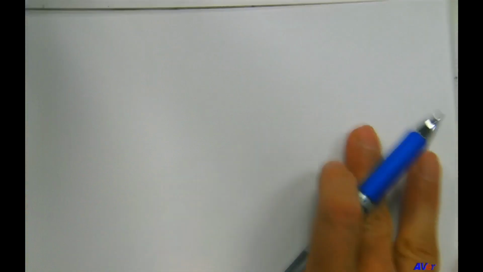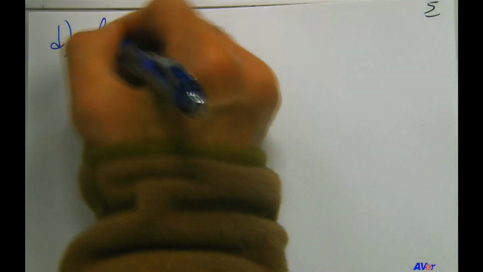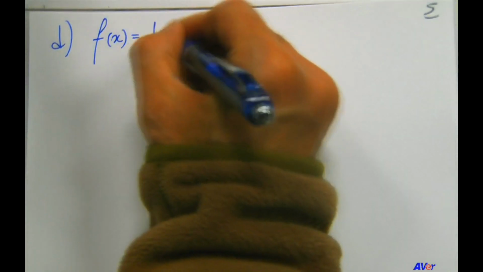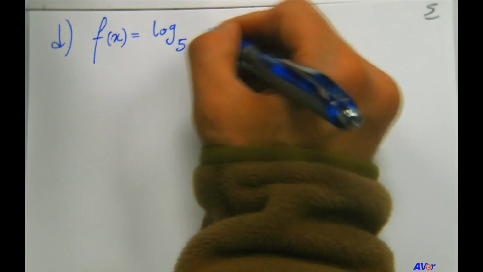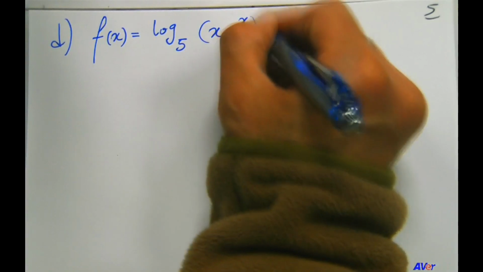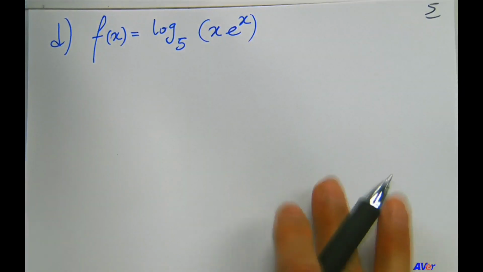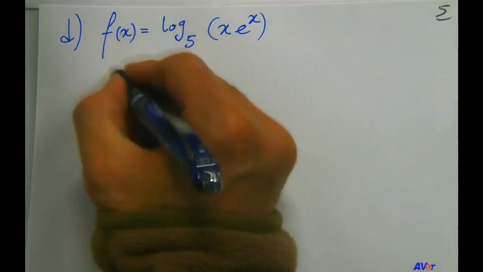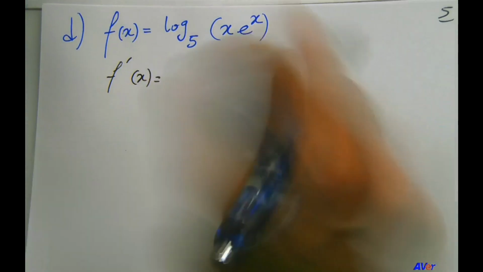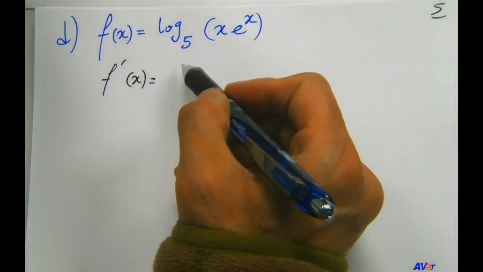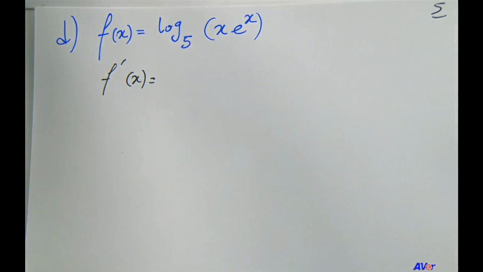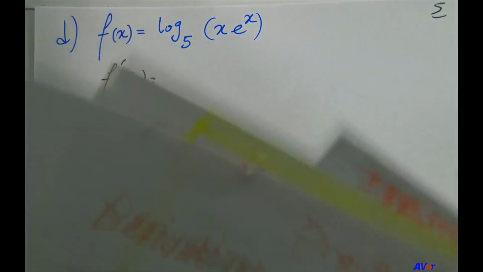So let's do another example. Suppose we have a function that is log of x times e to the x to base 5. Okay, so let's find the derivative of this. So we have f prime of x equals, let me bring that in the beginning, what we talked about here.